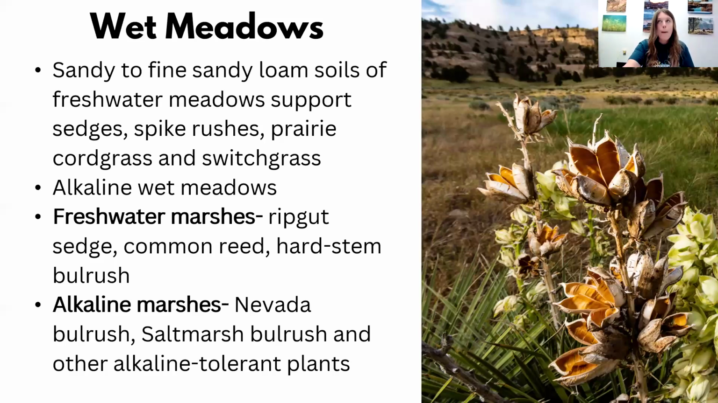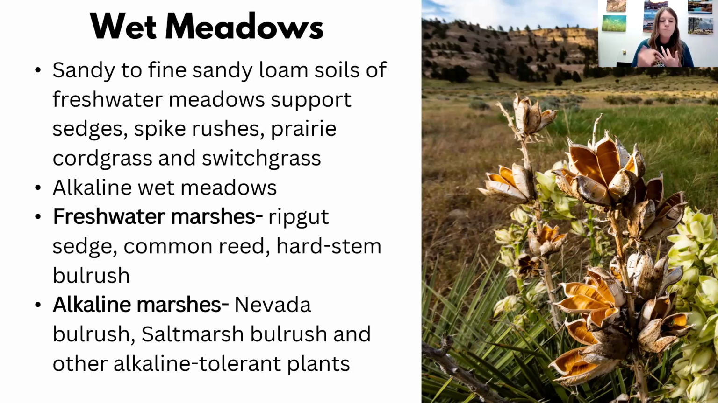All right, and there are also wet meadows in the area. These wet meadows have very fine or sandy loam soils. They have freshwater meadows that support things like sedges, prairie cordgrass, and switchgrass. And then there are also alkaline wet meadows, so kind of salty wet meadows. But then we also have these prairie freshwater marshes. Ripgut sedge is found there, hardstem bulrush, common reed. There's also inland saltgrass, which is very unique to those areas because they're plants that have adapted to living in that kind of salty environment.